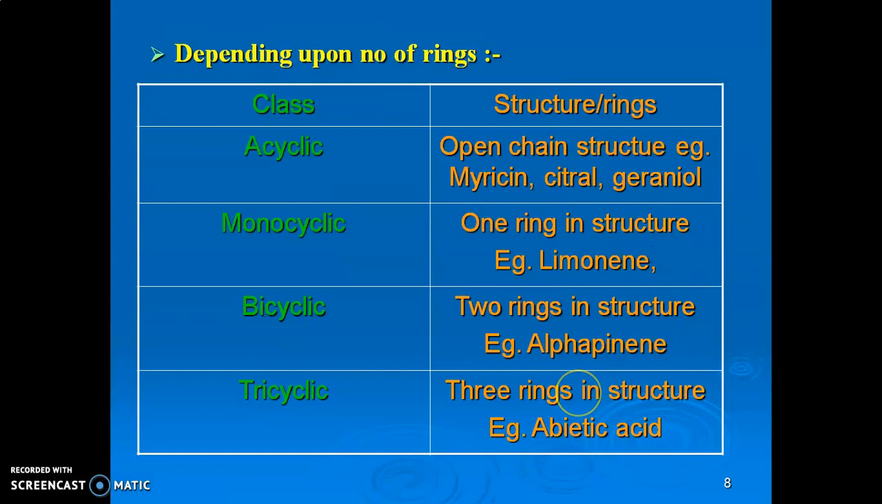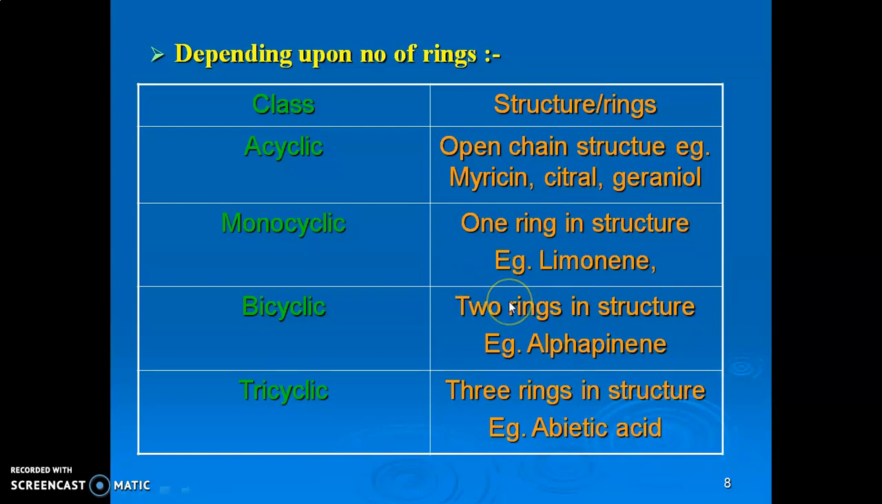Then, depending upon the number of rings, they are classified into 4 groups. Acyclic, which means absence of a cyclic ring, or open chain structure compounds, having these different examples. Monocyclic, having 1 ring in their structure, with limonene as the example. Bicyclic means 2 rings in their structure, alpha-pinene is the example. Tricyclic means 3 rings in their structure, abietic acid is the example. So, this is how they are classified depending on the number of rings.